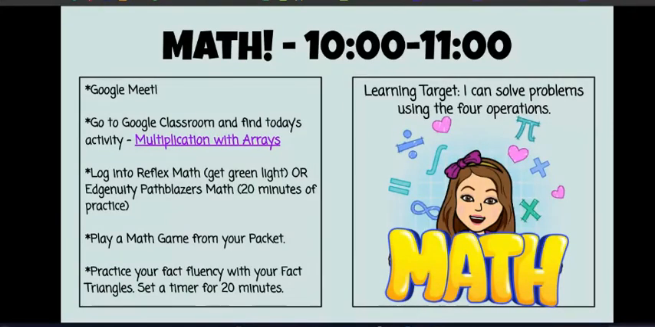After that, you have reflex time and compass time, about 20 minutes of each. Get your green light and get some work done on your level. And then with the time you have left over, you can play the math games from your packet if you're with somebody, or you can practice your fact fluency with your triangles or flashcards for the time that's left over. Math is from 10 to 11, and then you have the rest of your day.